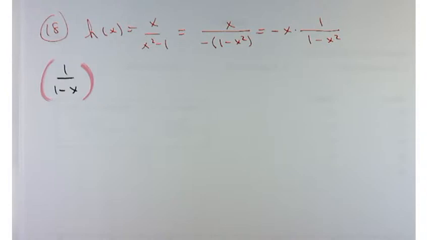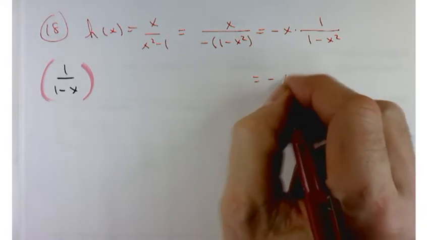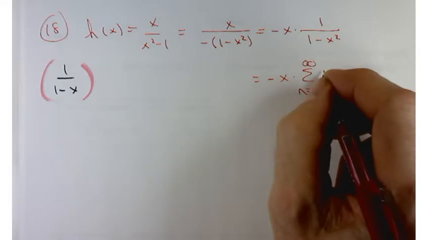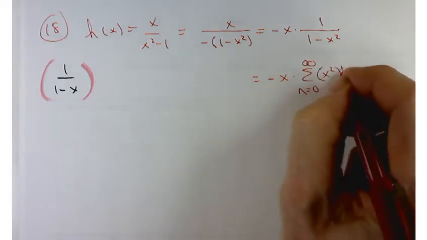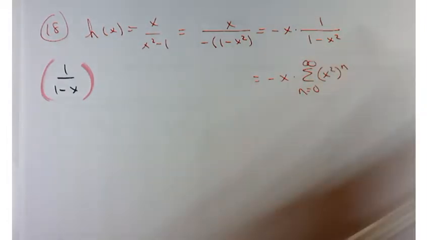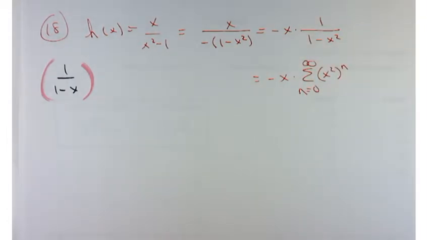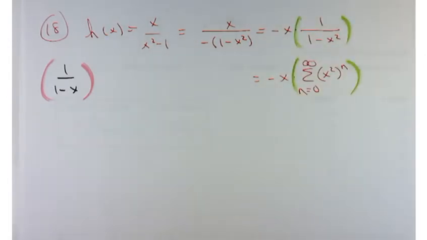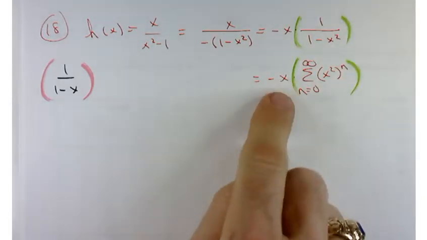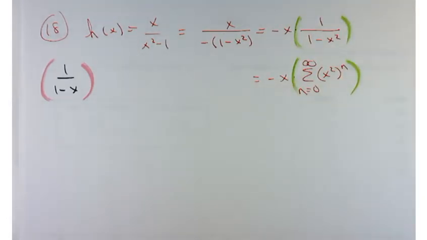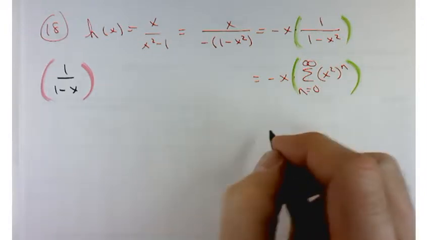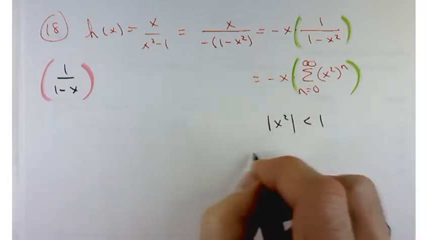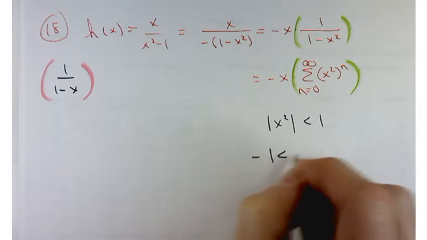Do I have to do much more? No. This is just going to be negative x times the sum from n equals 0 to infinity of x squared to the n. That's already in your nice form. All we did was take advantage of the fact that we had that factored, and we turn this part into your infinite series. We can leave the negative x out in front. Nice. The radius of convergence is when the absolute value of x squared is less than 1, which is going to be negative 1 is less than x is less than 1.